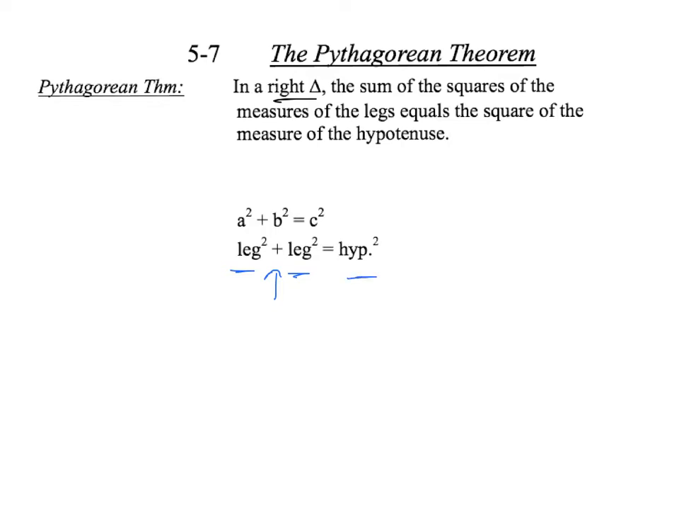You guys are very familiar with this form. A squared plus B squared equals C squared. Remember, A and B are going to be your legs. C is going to be the hypotenuse.